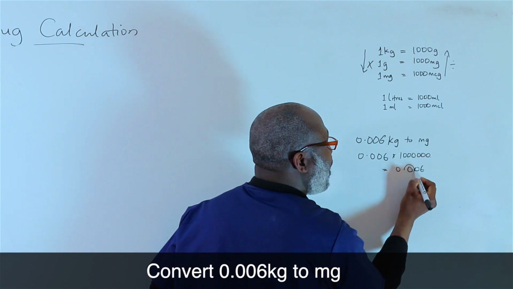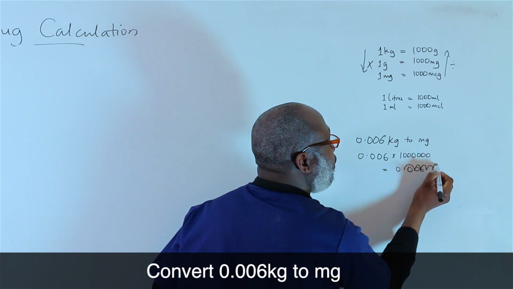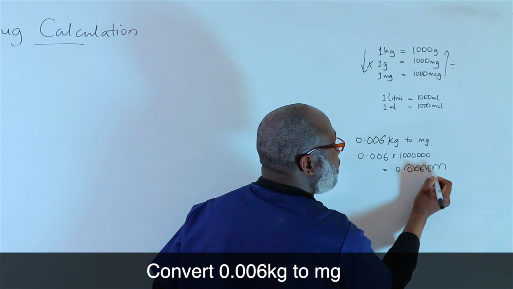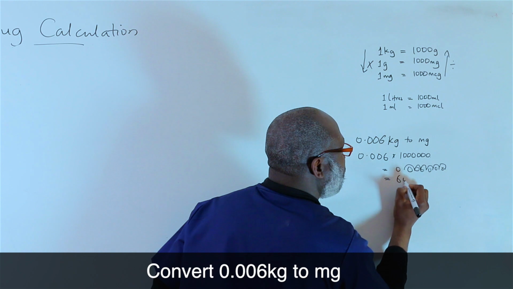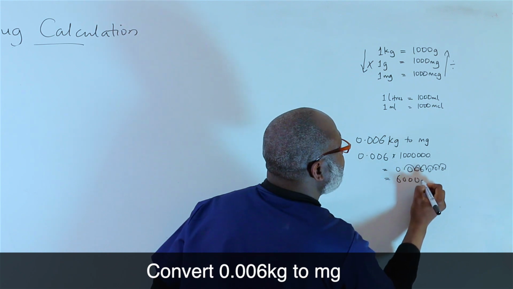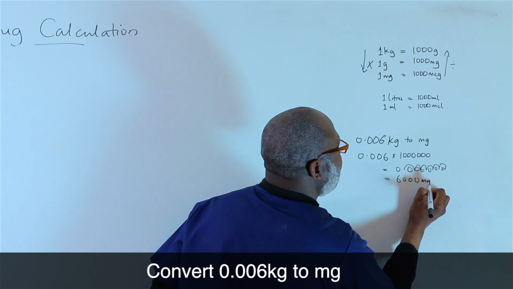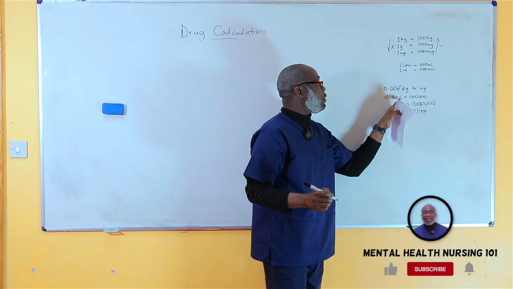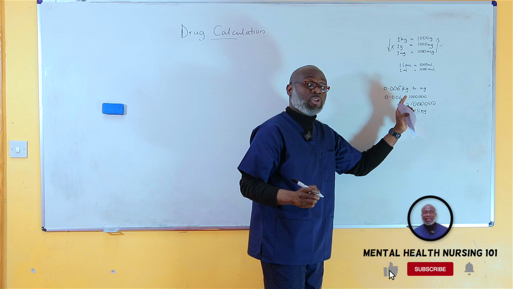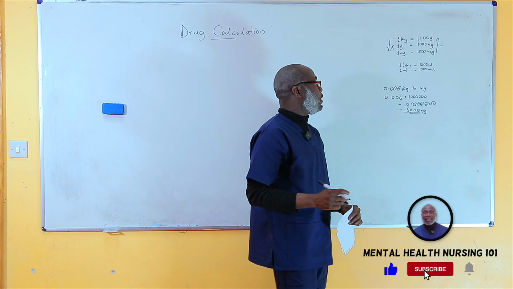Then I go 1, 2, 3, 4, 5, 6, filling in zeros. So my answer will be 6,000 milligram. But you can use your own calculator, 0.006 times 1 million. I'm just used to doing that.